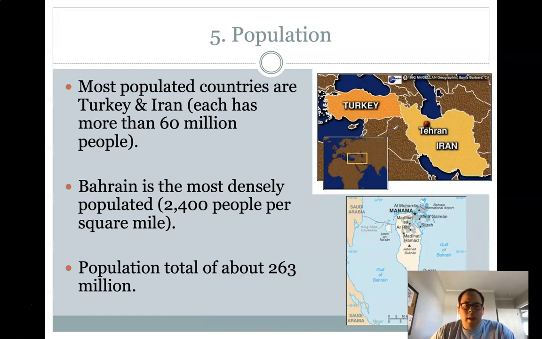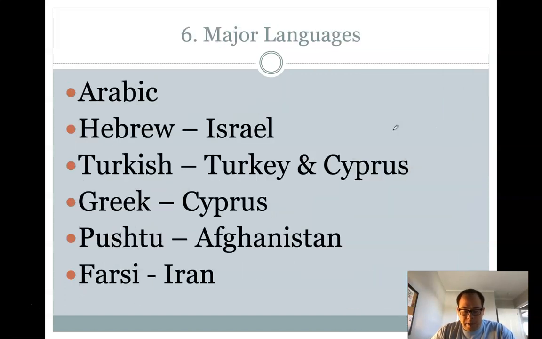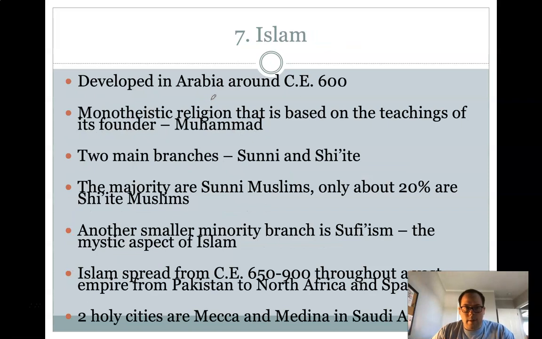Looking at population. Most populated countries are Turkey and Iran. Each has more than 60 million people. Bahrain is the most densely populated with 2,400 people per square mile. The population totals about 263 million. The major languages: Arabic, Hebrew, Turkish, Greek, Pashto, Farsi. All of those. Arabic is the most commonly spoken language, though. It's the one that kind of unites most of them.